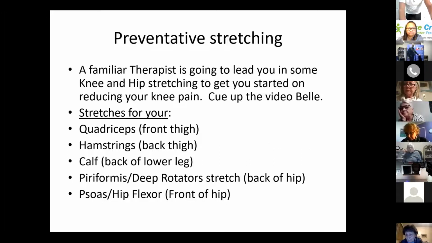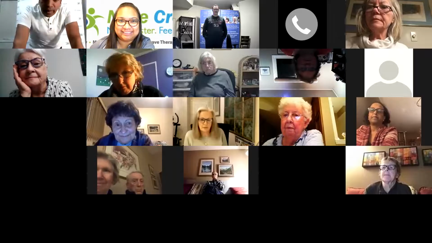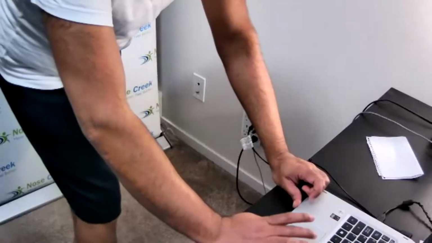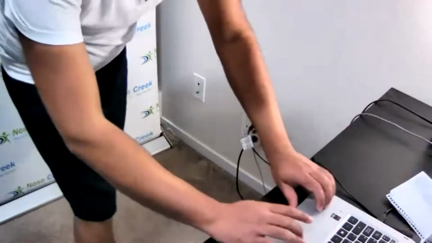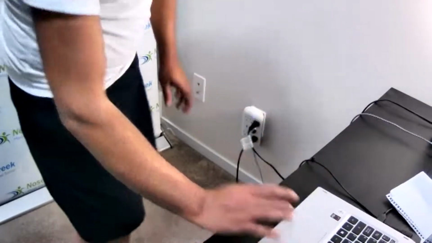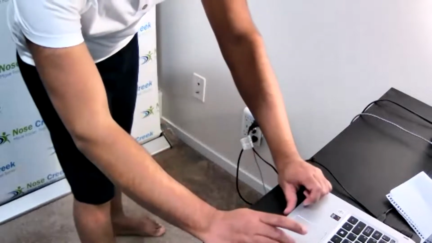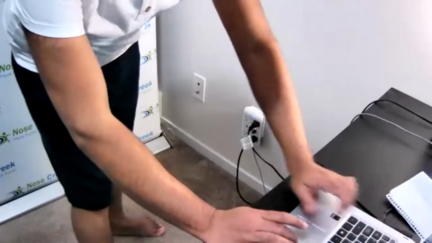Just a second. I'm going to stop the sharing first. Okay. Are you guys able to see me? I'm going to show the first stretch called the quadriceps stretch. Okay, just a second, please.